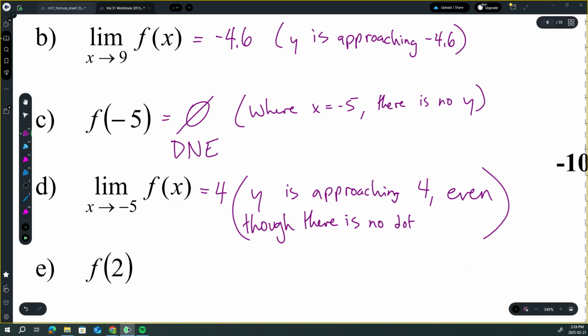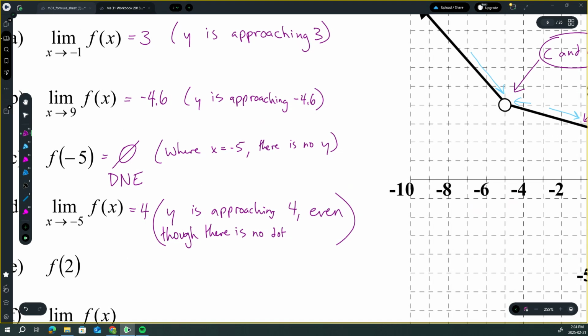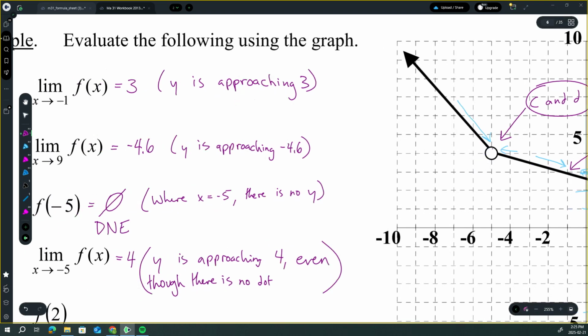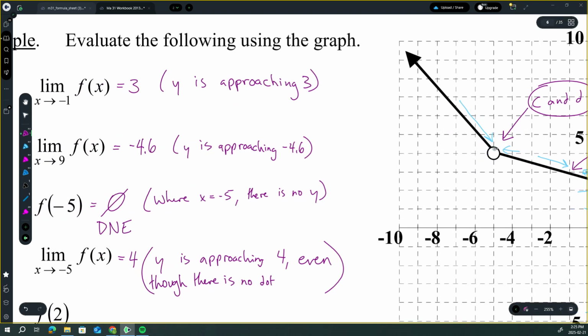Okay. So what I mean by even though there's no dot, even though this hole right here isn't filled in, so it's not a dot, we can still say that the graph is approaching, that f of x is approaching 4 as x approaches -5.